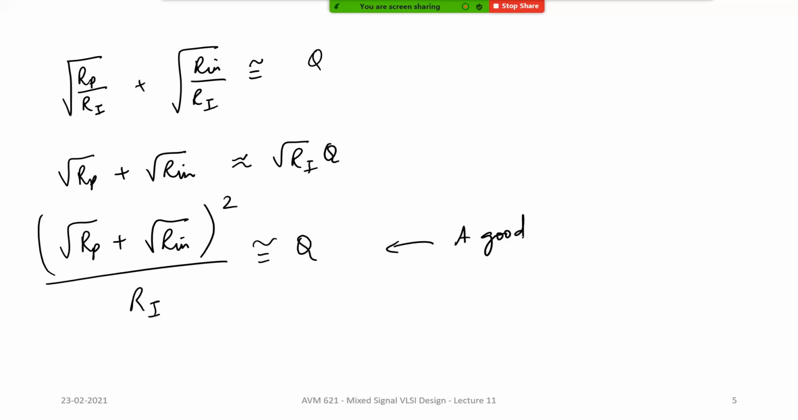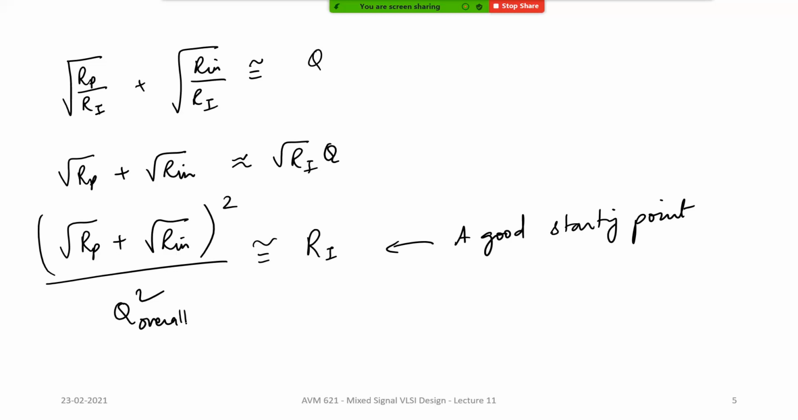Otherwise you will be going around in circles. You will have a lot of iterations. So a good starting point is to do that approximation and get something like this. So in other words, Ri is this divided by Q squared, where Q is the overall Q. You know what Rp is, you know what Rin is, and you also know the Q. You can figure out the value of Ri in a very approximate way. It need not be very accurate.